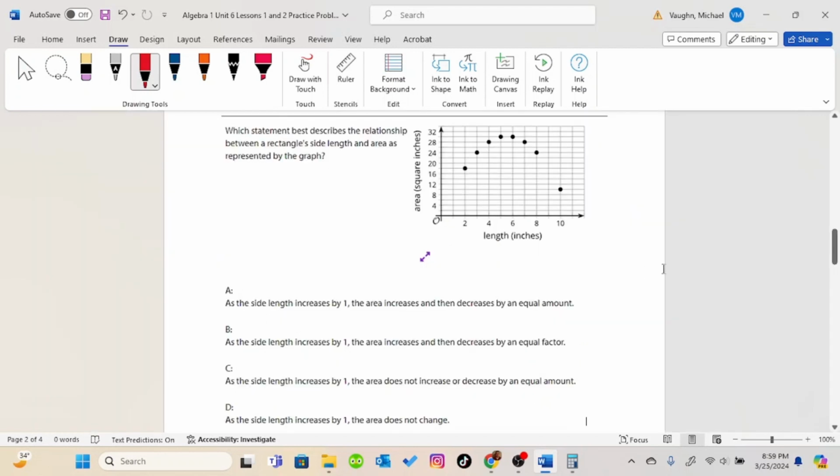Which statement best describes the relationship between a rectangle's side length and area as represented by the graph. Choice A. As the side length increases by 1, the area increases and then decreases by an equal amount. We can clearly see we do not have a straight line going up and a straight line coming down, so A is not correct.